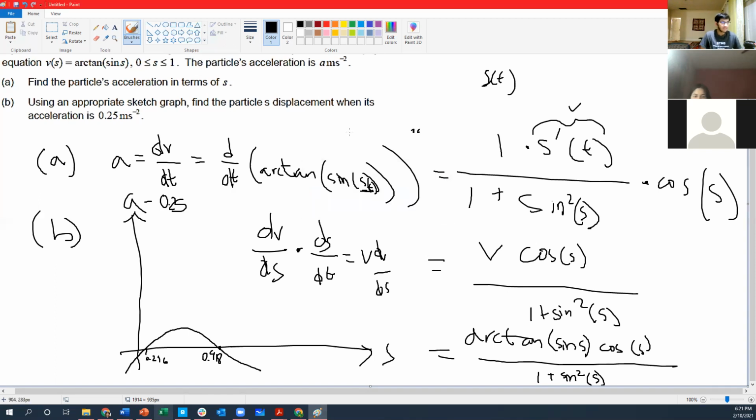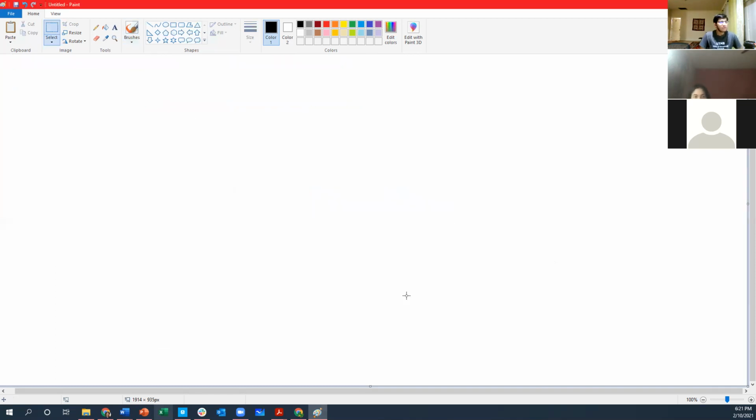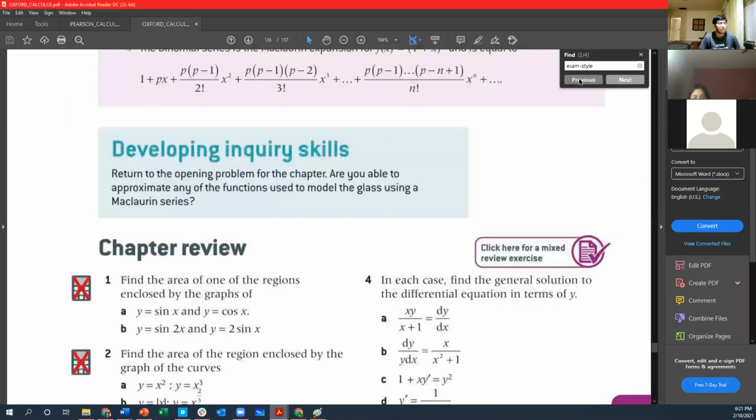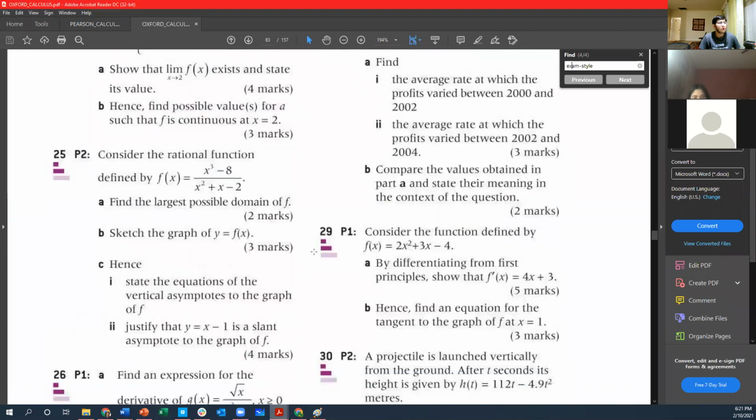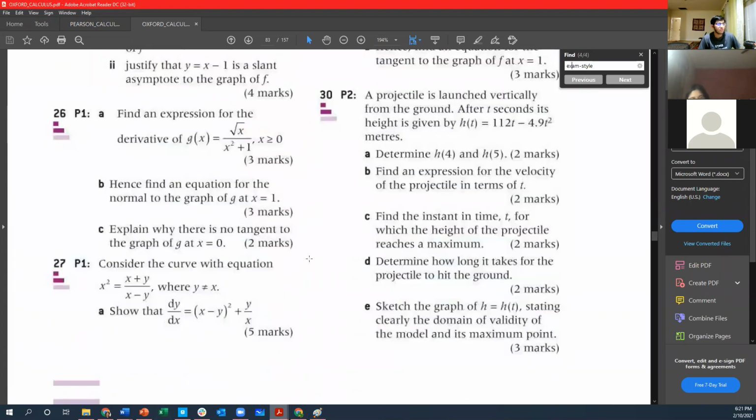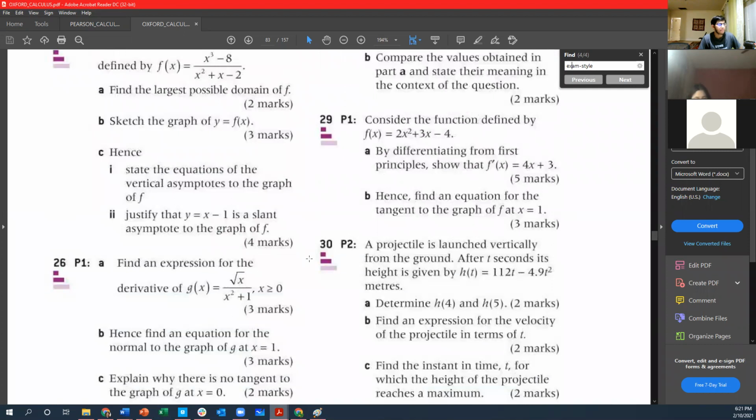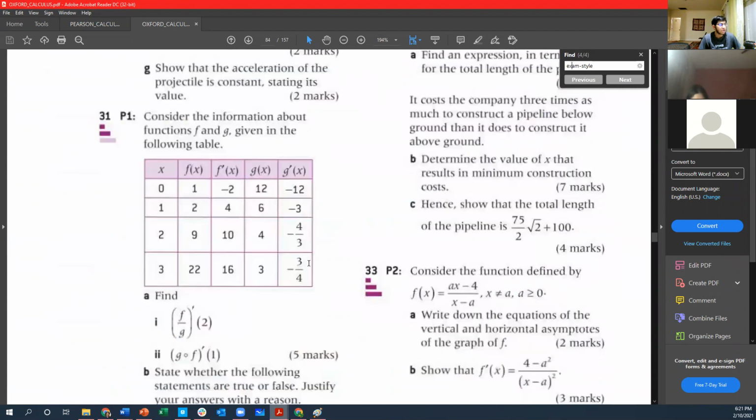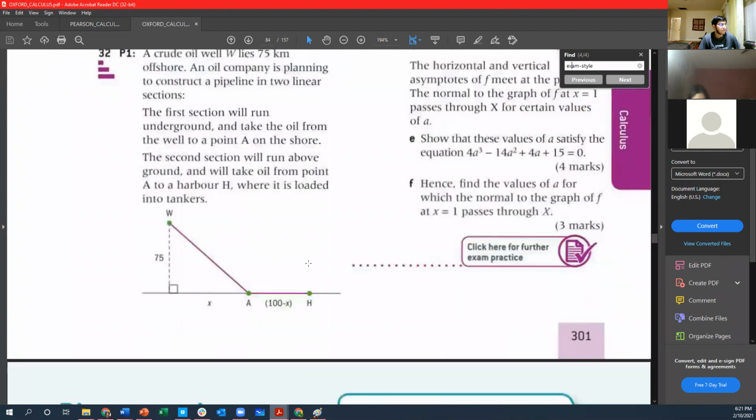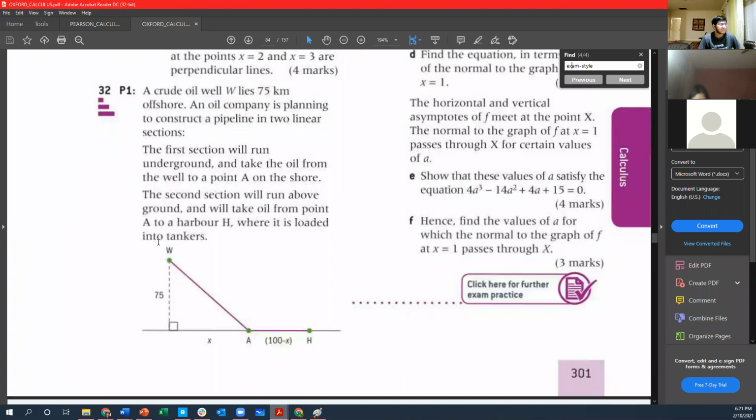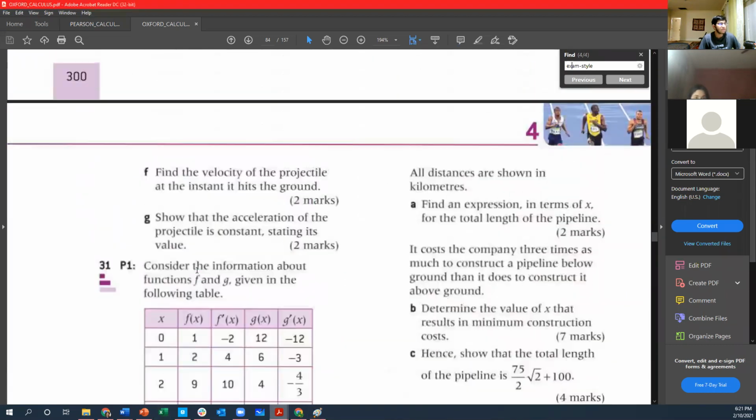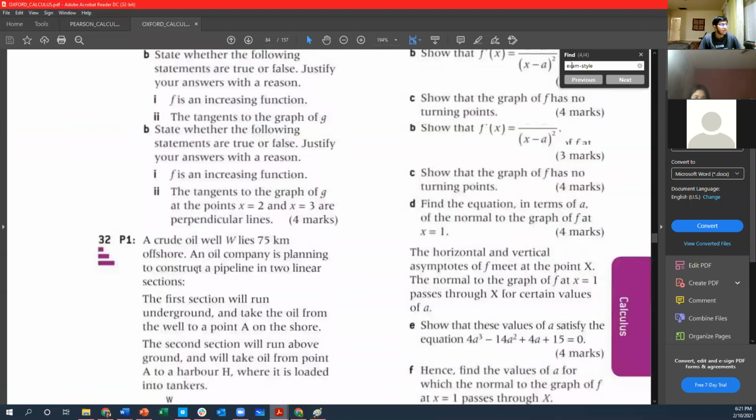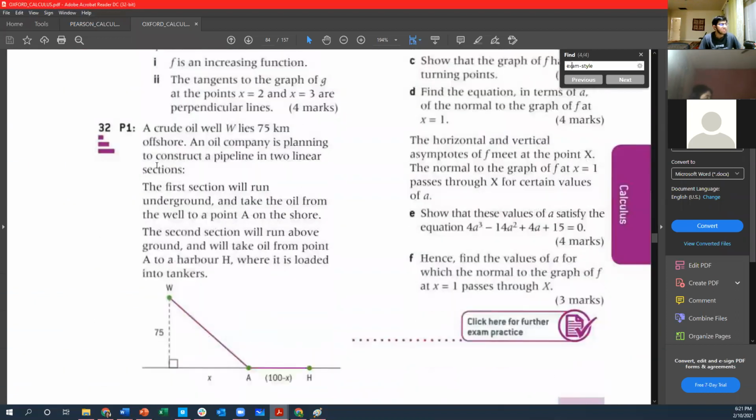So actually I'll need this to do the questions. But now let's move on to some of the IB questions from here. Let's do one or two of these questions. This looks like it's an interesting question, right? Yeah, let's do this question right here.